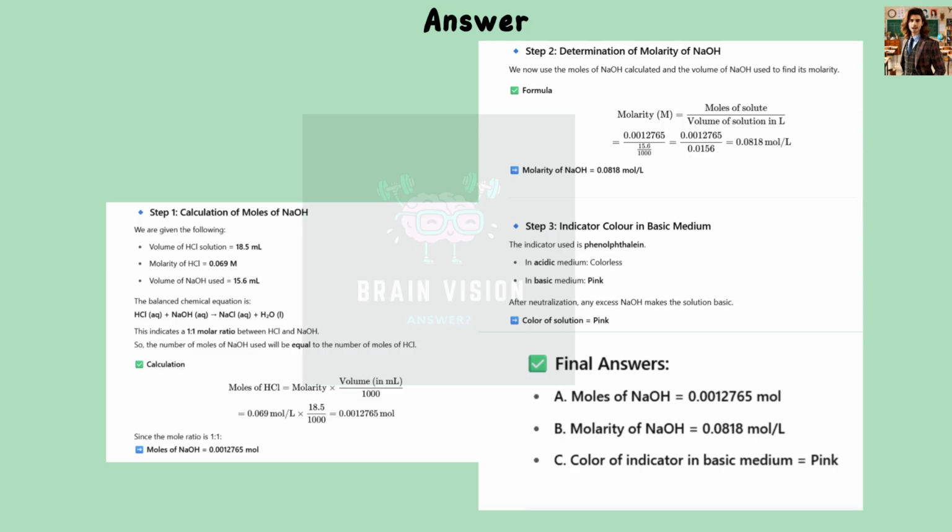Step 3. Indicator color in basic medium. The indicator used is phenolphthalein. In acidic medium, colorless. In basic medium, pink. After neutralization, any excess NaOH makes the solution basic. Color of solution equals pink.